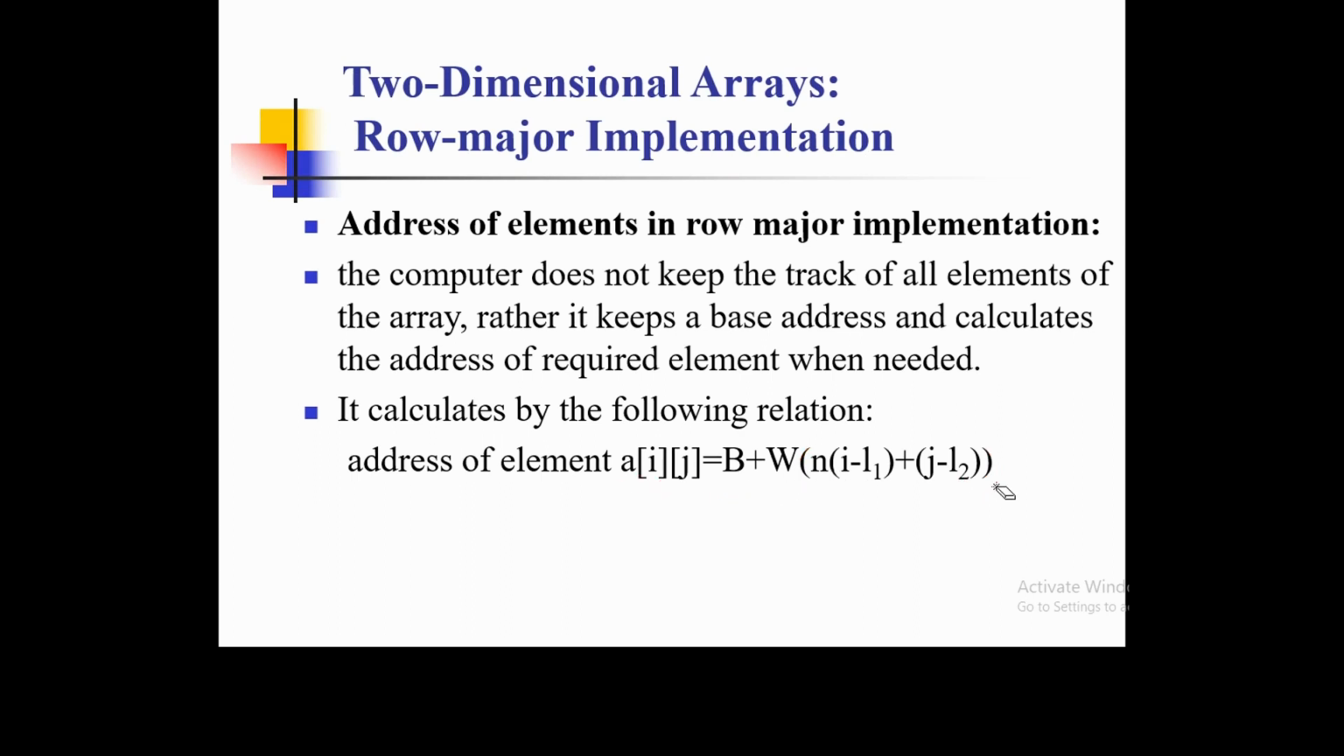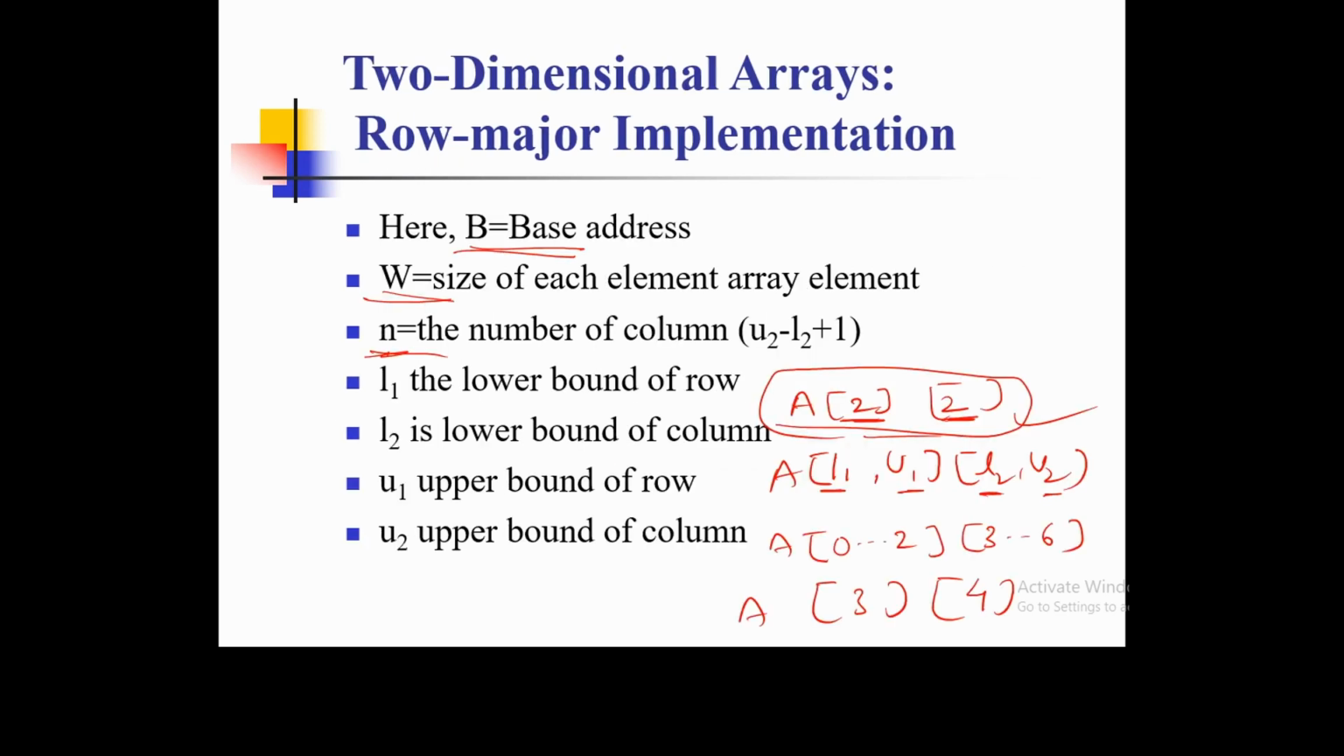So in this, what are we subtracting? We are subtracting the lower bound. What are we multiplying by? We are multiplying it with the number of columns in the case of row major order. So it will help you to remember this particular formula. A of ij equals b plus w into n multiplied by I minus L1 plus j minus L2, and this n is multiplied by the first dimension, I minus L1.